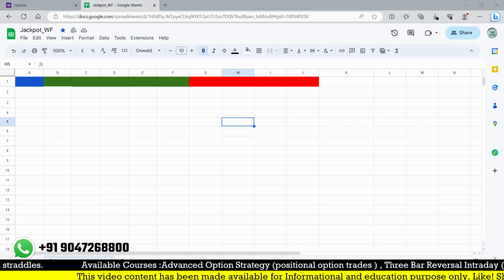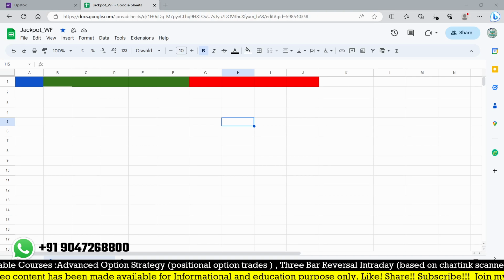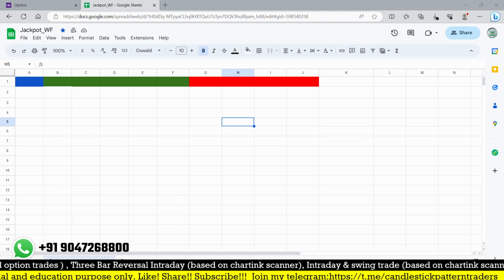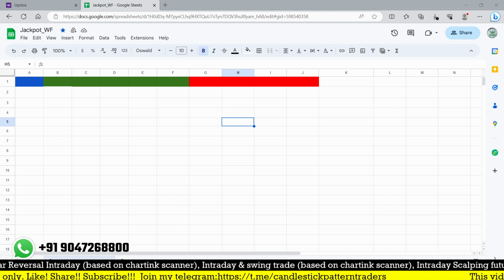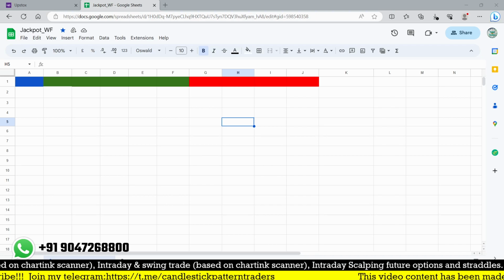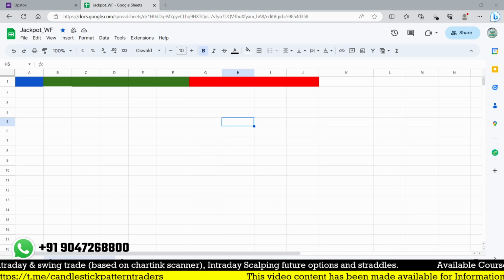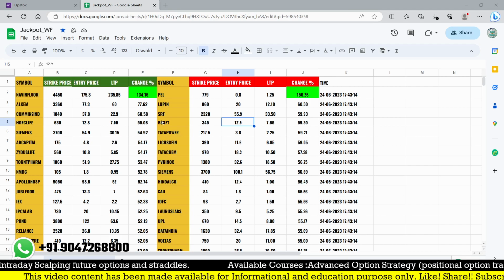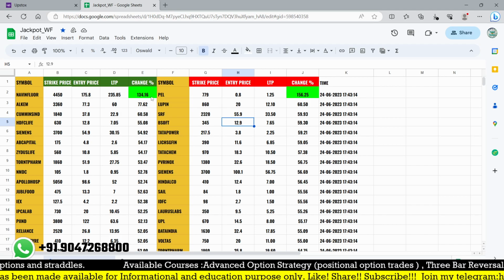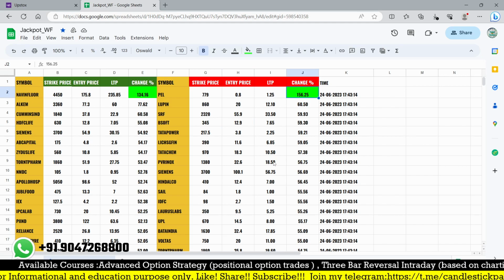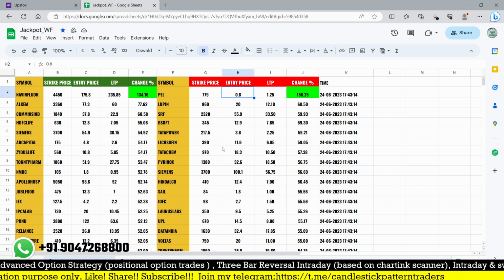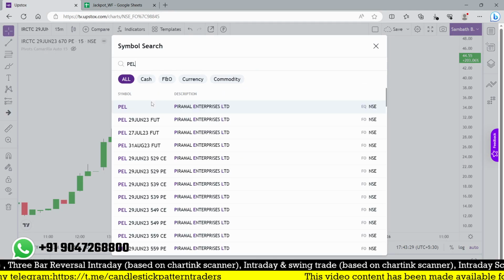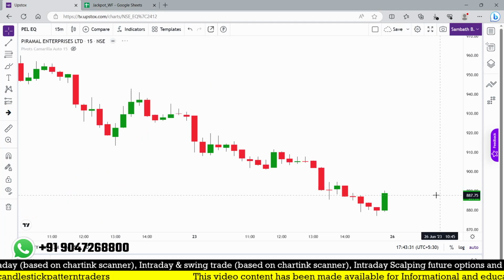But if you really want to take a trade, I will give you some idea how you can try. But most probably, as per my students and advanced option strategy students, they don't take any new position based on that. Okay, now it's updating. Yeah, you can see, I think Navin Fluorine was showing higher, and PEL is also showing higher due to the closing prices. PEL, what is the last closing price? And maybe some opportunity, PEL.